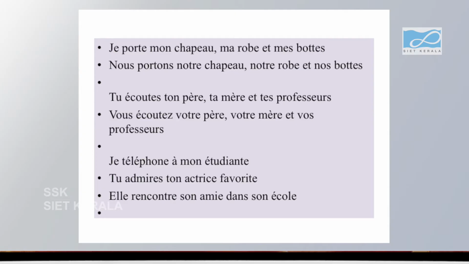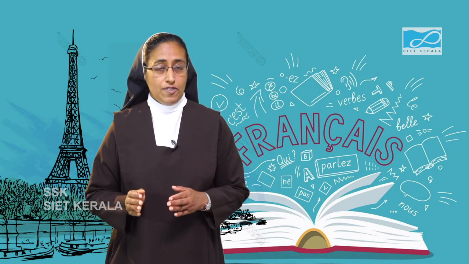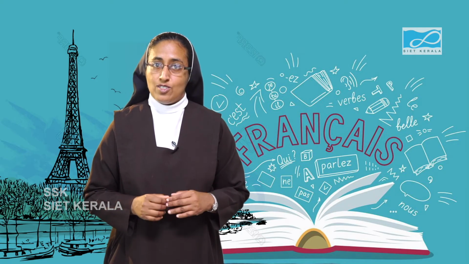Tu admires ton actrice favorite. You admire your favorite actress. Elle rencontre son ami dans son école. Rencontrer is to meet. She meets her friend in her school. So ami and école are two words which are feminine, but they begin with a vowel. So instead of SA, we make use of SON.